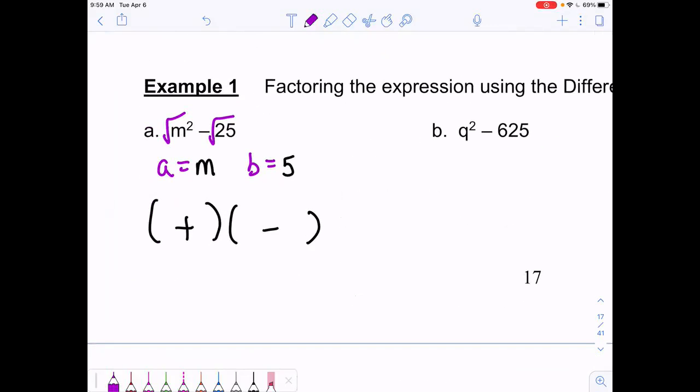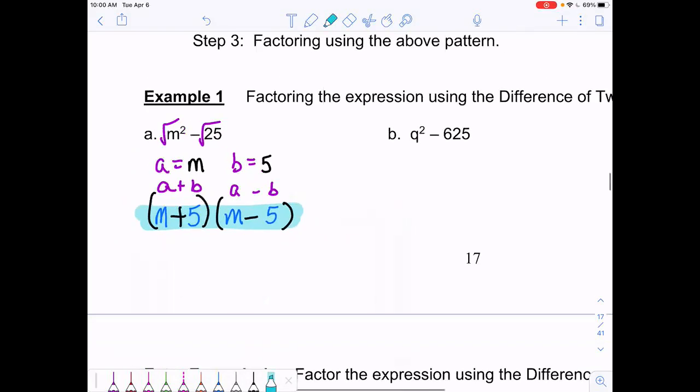So instead of using a, we're going to replace, so it's supposed to be a plus b and a minus b. So instead of saying a, we're going to replace a with the letter m, and we're going to replace b with the number 5. So m plus 5 and m minus 5. And then that's it. So you're replacing the a and the b with the numbers or the variable from your equation or your expression that you're given.